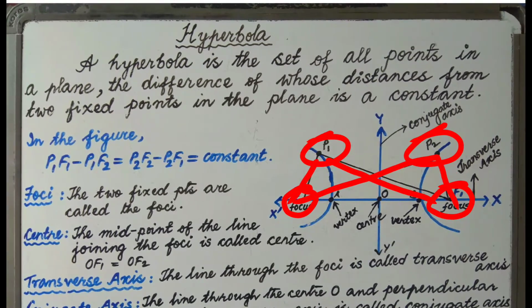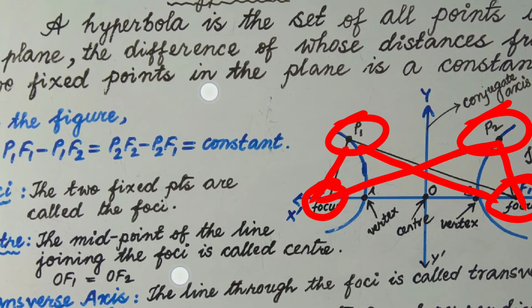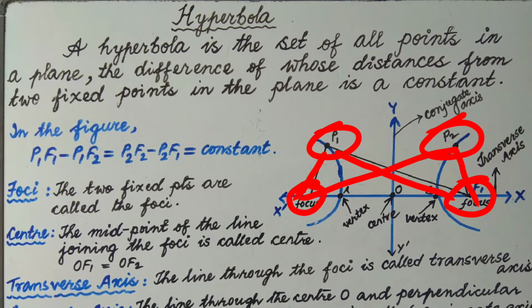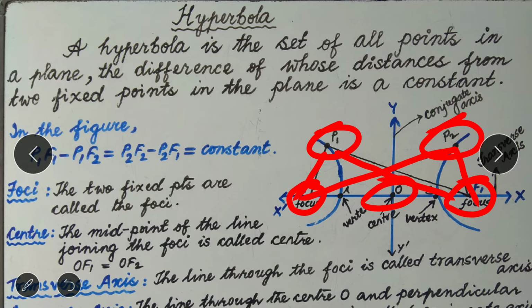Now, we have certain terms which are associated with a hyperbola. First, the term is foci. The two fixed points, F1 and F2, we call them the foci of the hyperbola. Next, center, which is the midpoint O of the line joining F1, F2. That means from the figure you can see, OF1 will be equal to OF2.